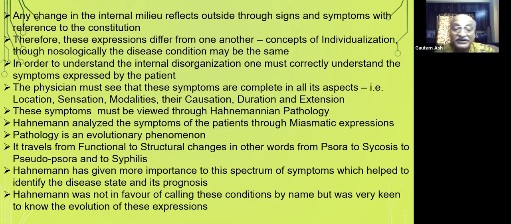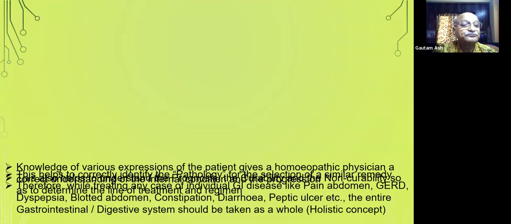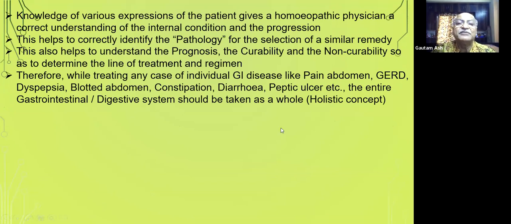Hahnemann gave more importance to this spectrum of symptoms, which helps to identify the disease state and its prognosis. Hahnemann was not in favor of calling these conditions by name, but was very keen to know the evolution of these expressions. Knowledge of various expressions is very important for correct understanding of the internal condition and the progression of the disease. This helps to correctly identify the pathology for the selection of a similar remedy. This also helps to understand the prognosis, curability and non-curability, so as to determine the line of treatment and regimen. This is very important for any disease.